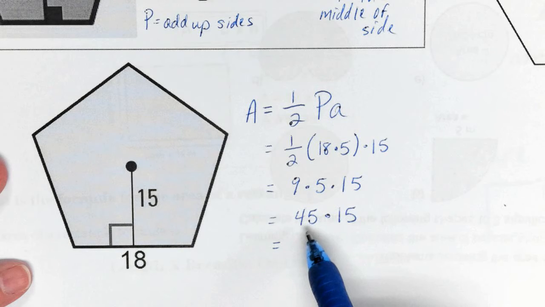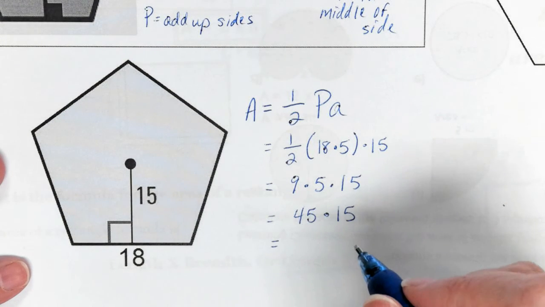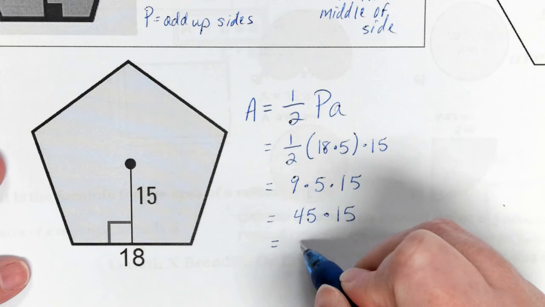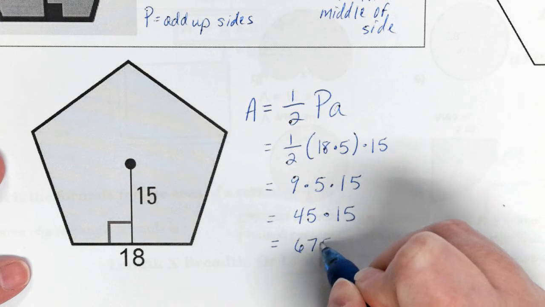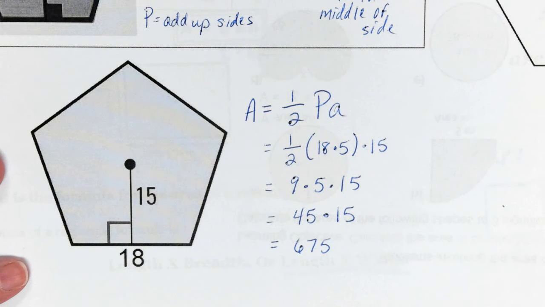Somebody type it into your calculator. 45 times 15. Say again? Somebody verify. That's what she got. Somebody else type it into your calculator. Let's make sure that's what it is. I don't want anybody confused later when they can't figure out where we got the answer from. 45 times 15. All right.